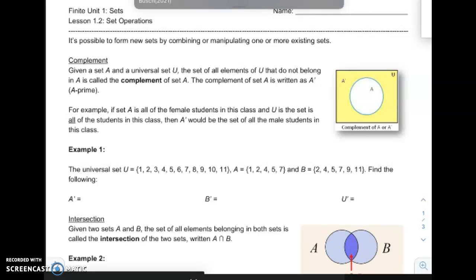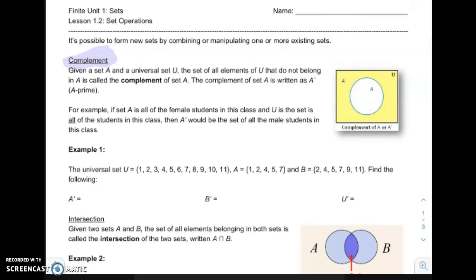In lesson 1.2, we're talking about set operations. The first operation is complement, which is another word for saying not. So, not what you want. Given a set A and a universal set U, the set of all elements of U that does not belong in A is called the complement of the set. So the elements of the universal set that do not belong in A. The complement of set A is written as A with an apostrophe after it, which we say A prime.